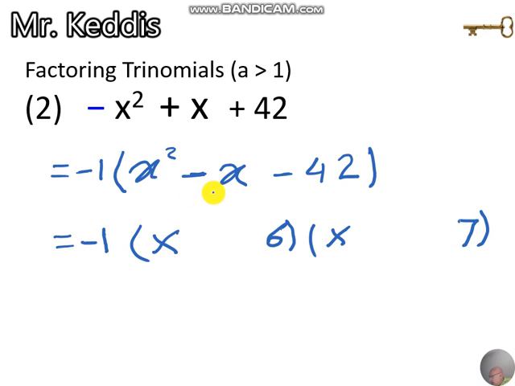Because the sign here is negative, I take the sign for the higher number negative, and this is positive. Because the sign for the last term is negative, these two signs must be different. When I multiply them, the inner term I get positive 6, and the outer term negative 7x. When I combine them, I get negative x.